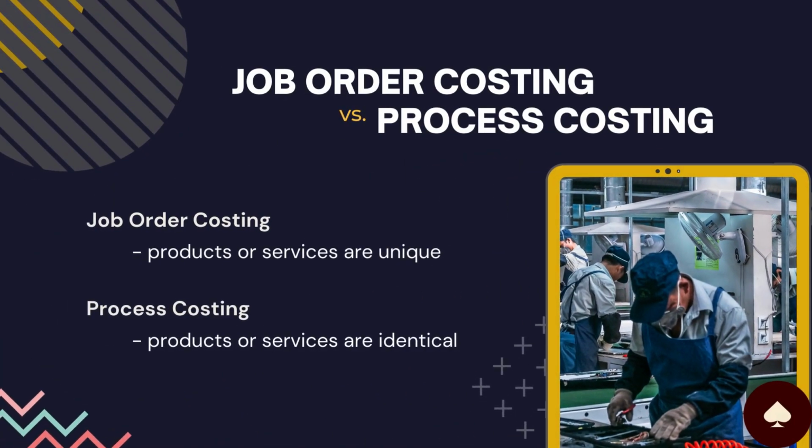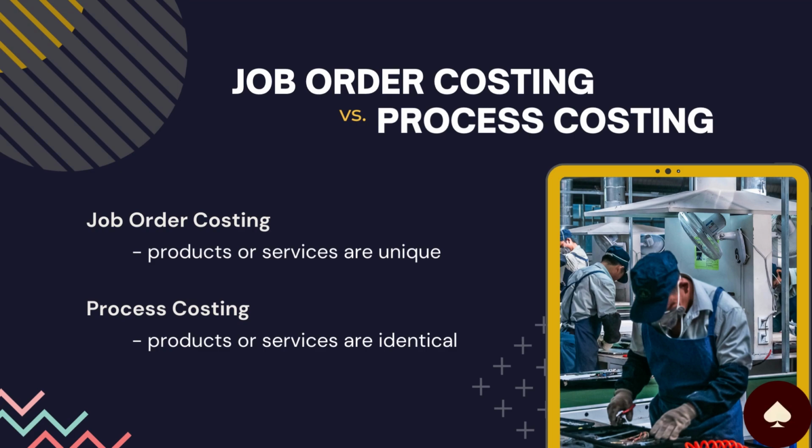What is the difference between job order costing and process costing? In cost accounting, businesses or companies will use job order costing when products or services are unique to one another. With that, products or services are treated as client or customer orders and they are dissected into batches.